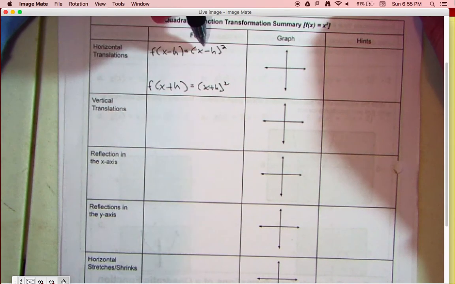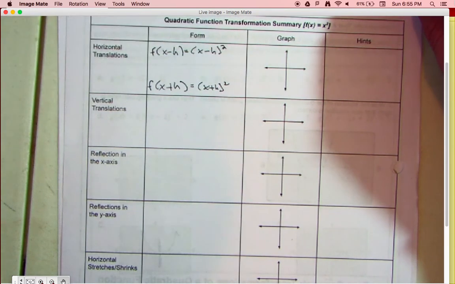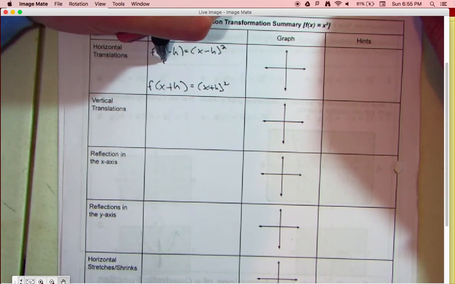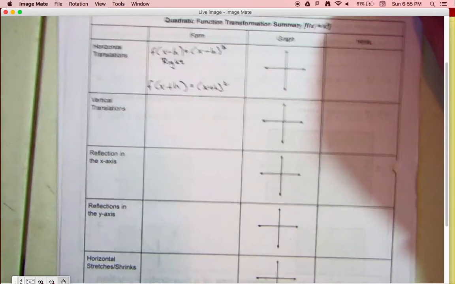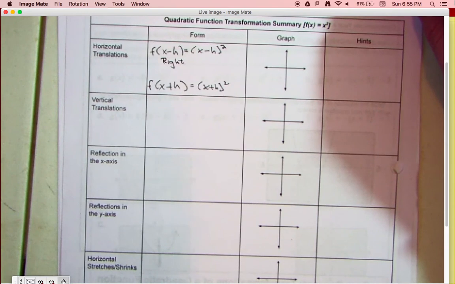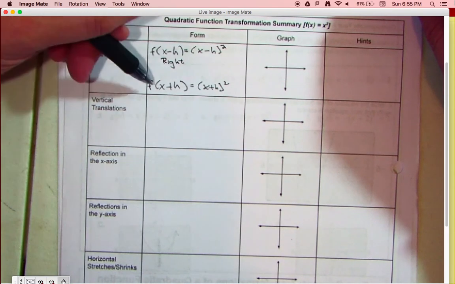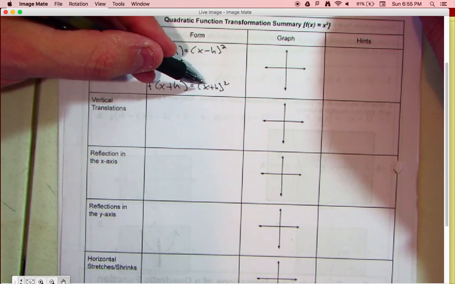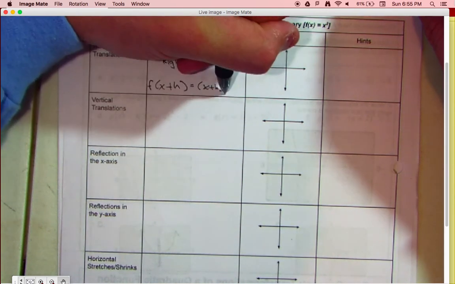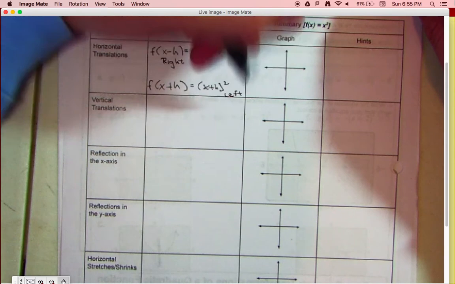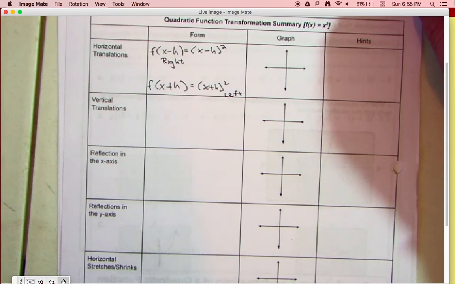Anytime you see something subtracted directly from the x, so it's inside the parentheses here and it's squared, this one means that our graph is going to move to the right. Our parent function is going to move to the right. And this one, remember, if it's plus inside or added directly to the x, this one is going to move left. So moves right, moves left. How many units? H units.